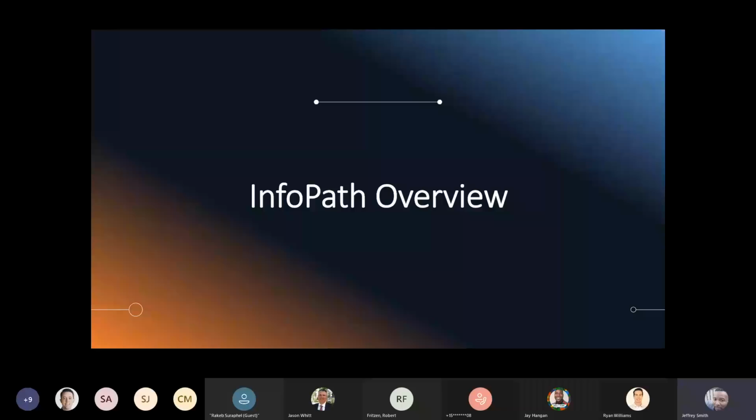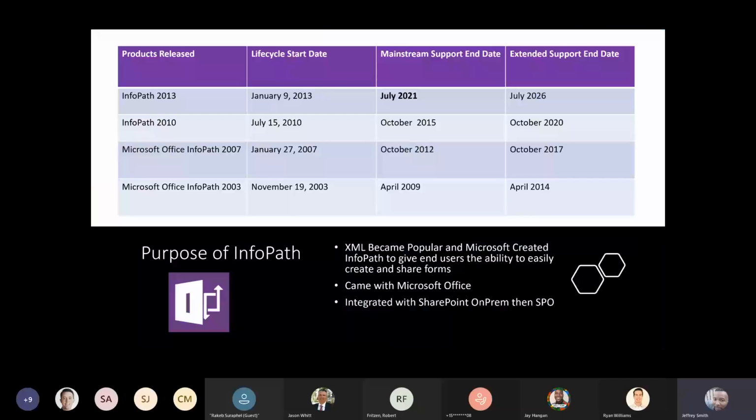All right. So, InfoPath overview. A lot of us know that InfoPath came out in 2003, and it was because XML was very popular. Microsoft created it so that people could easily update forms, basically end users. It also always came with Microsoft Office, and it was integrated very well into SharePoint, first on-prem, and then SharePoint Online.